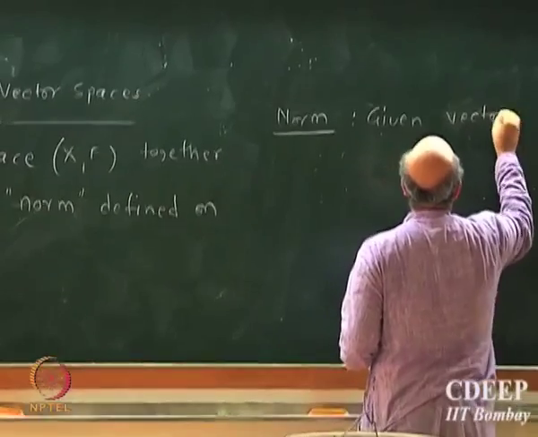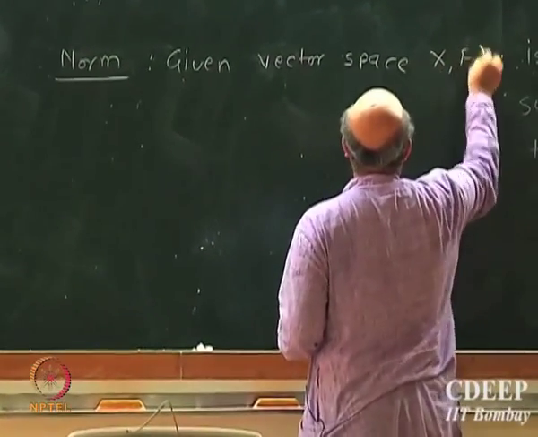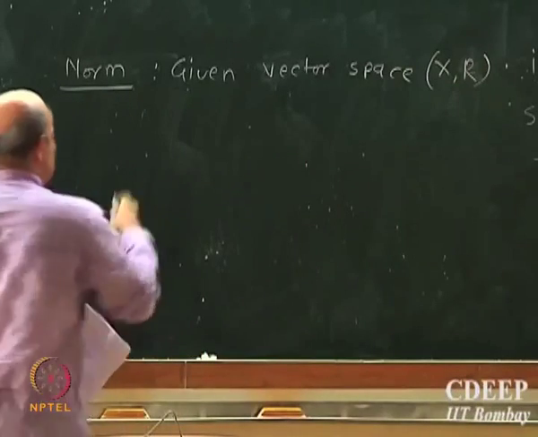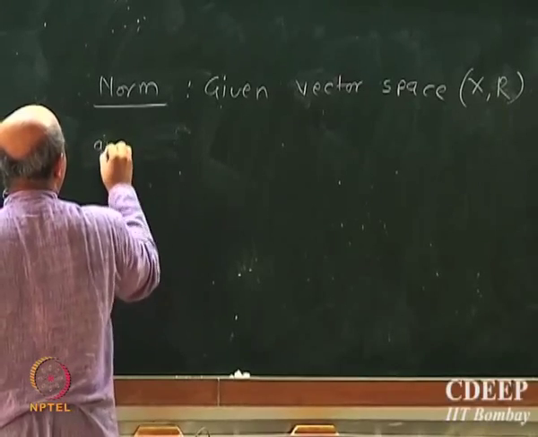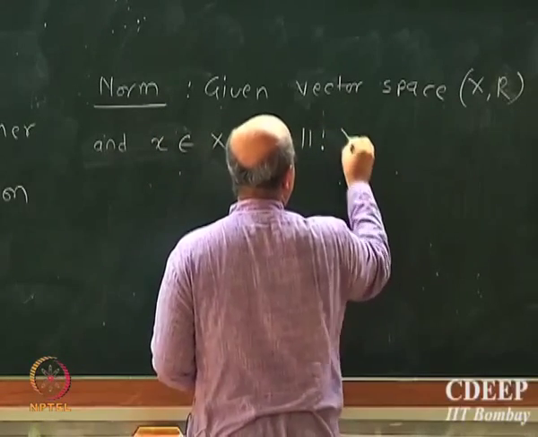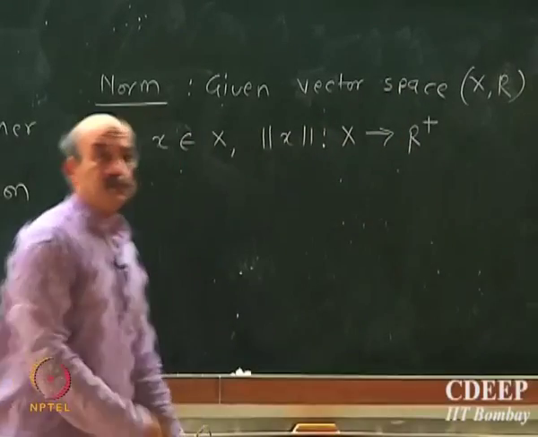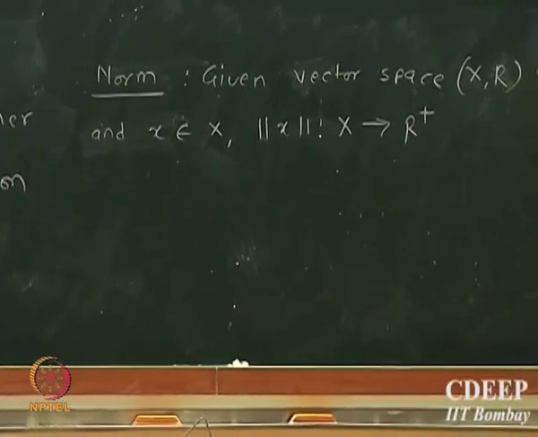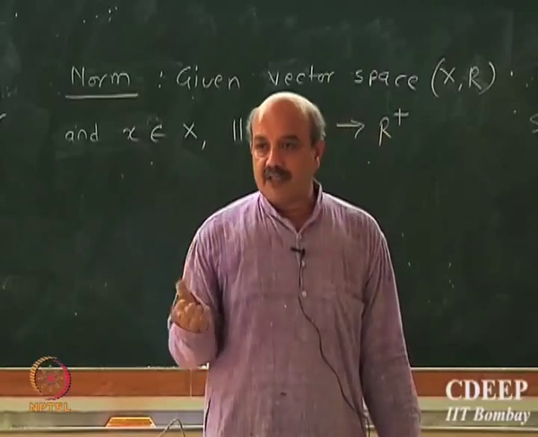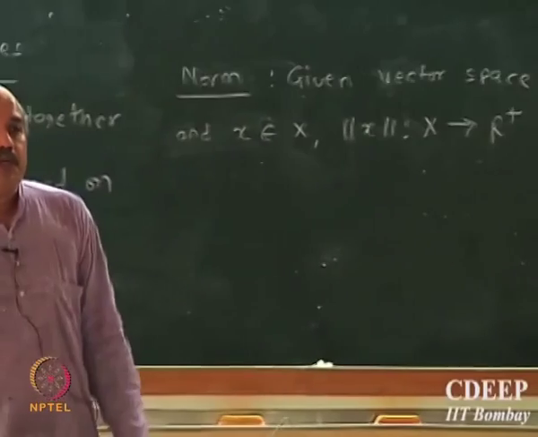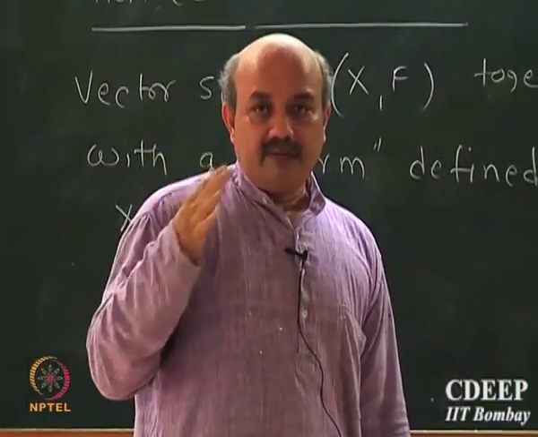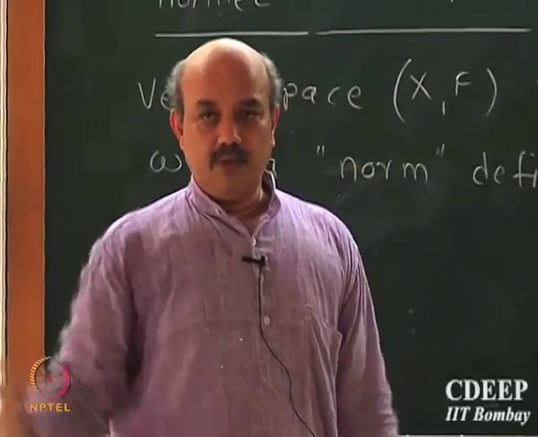So given a vector space, or let's work with the set of real numbers, the norm of a vector x that belongs to X is a function that is defined from X to R plus, the set of positive real numbers. Why am I saying this? Because the length of a vector in three dimensions is always positive, it cannot be negative, right? So I need a generic function which has exactly similar properties as the concept of length in three dimensions. Don't forget at any point that we are generalizing a concept from three dimensions to look at the notions in higher dimensions.